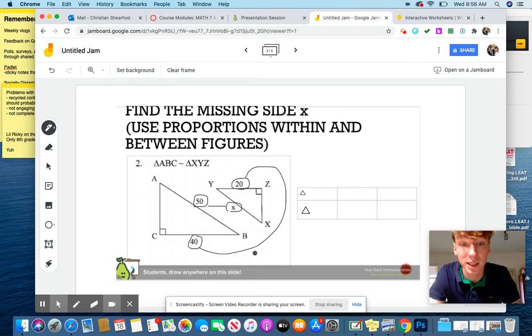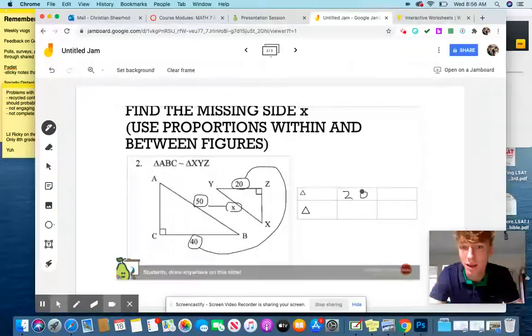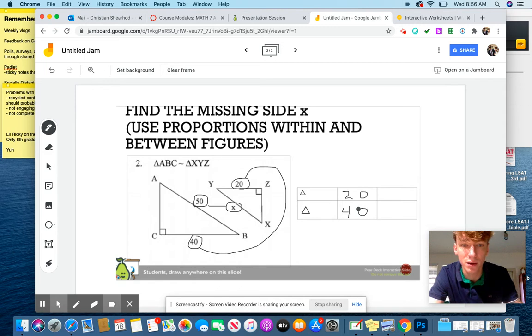Next up, put it in the table, right? So we have 20 and 40. Which one of these is smaller? Probably 20. 20, 40. Bingo, bango, we got it. Then we have X and 50. Look at these sides. This side looks smaller than this side, so we're going to call it smaller. We have X on top, 50 on the bottom.